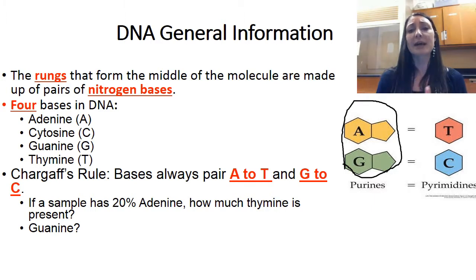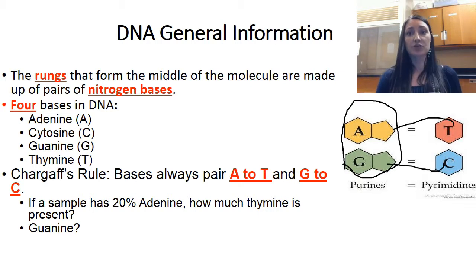Chargaff's rules tell us that bases always pair A with T and G with C. So these two would always pair together, and these two would always pair together. So you always have a double ring structure pairing with a single ring. What that does is it maintains the width of the DNA. So you don't have 4 rings and then 2 rings, and you would have really wavy looking DNA. So this maintains the same width throughout the DNA molecule.